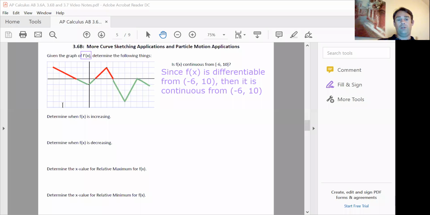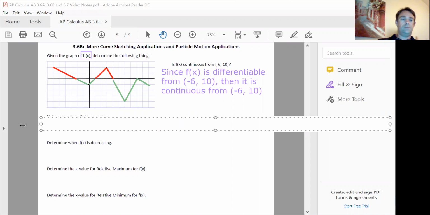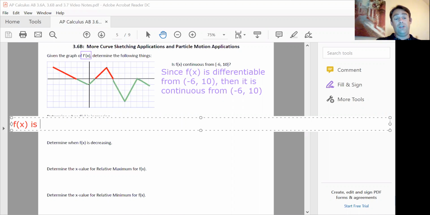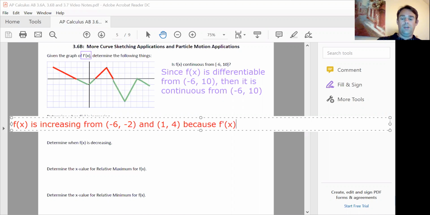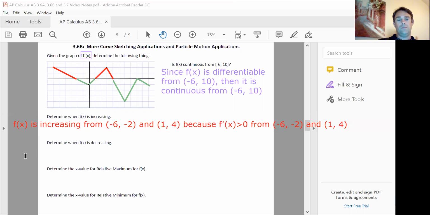So we can actually go ahead and write a little bit about that then. All right, let's see here. We could say f of x is increasing from -6 to -2 and 1 to 4 because f prime of x is greater than 0 from -6 to -2 and 1 to 4. So turns out it's increasing on those domains.